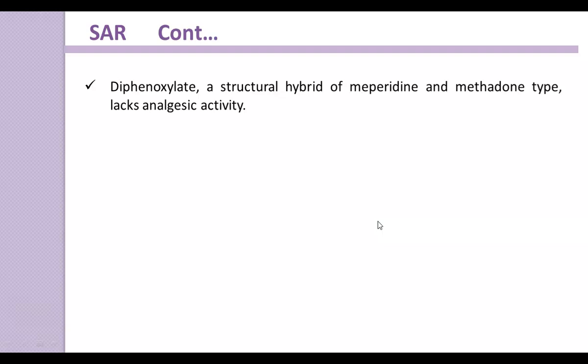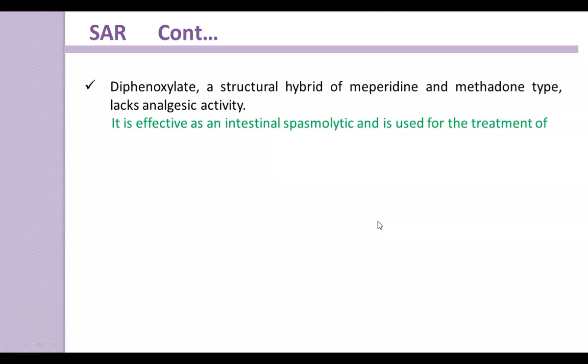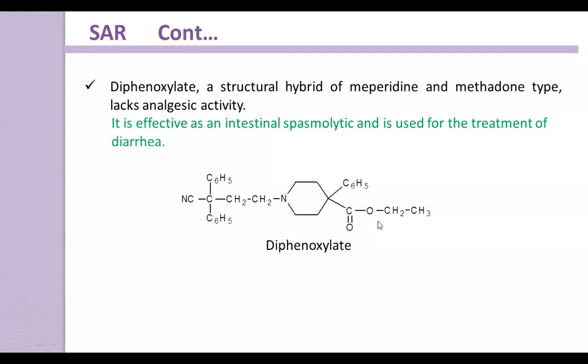Next point, diphenoxylate, which is a structural hybrid of meperidine and methadone type, lacks analgesic activity, but it is effective as a spasmolytic and is used for the treatment of diarrhea. So here is the structure of diphenoxylate, and it is a hybrid of meperidine and methadone.